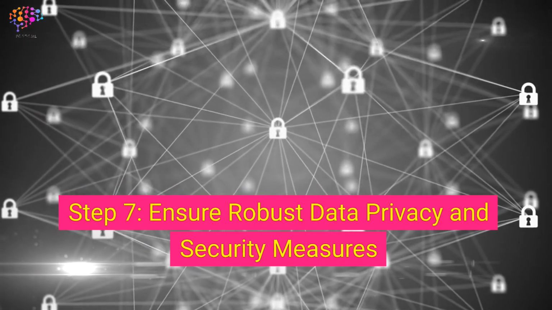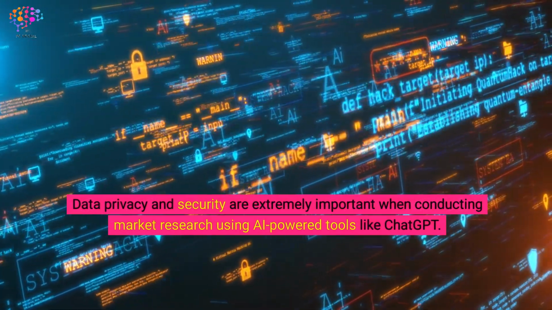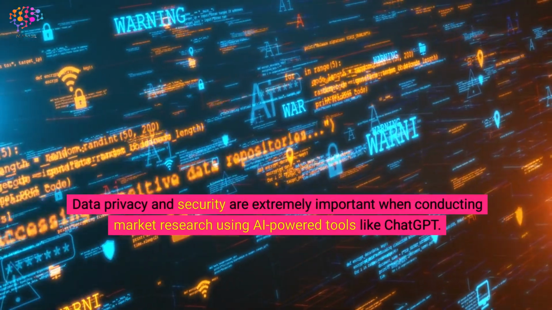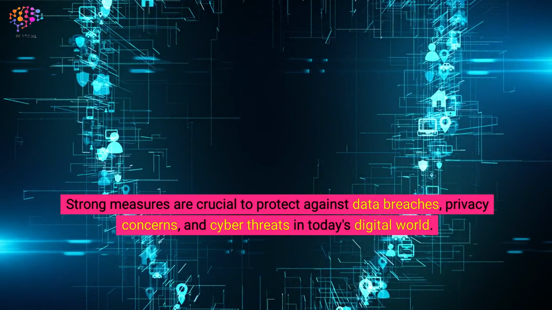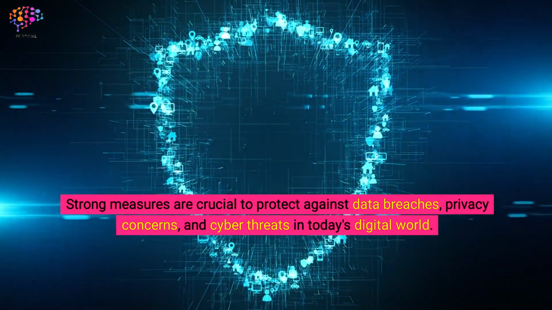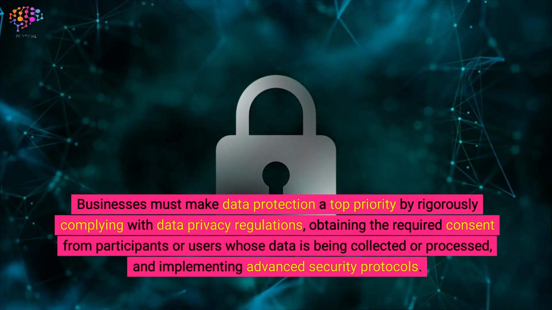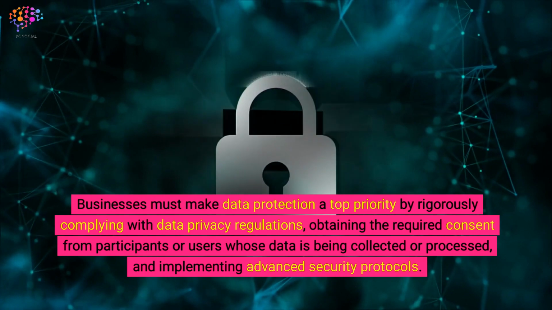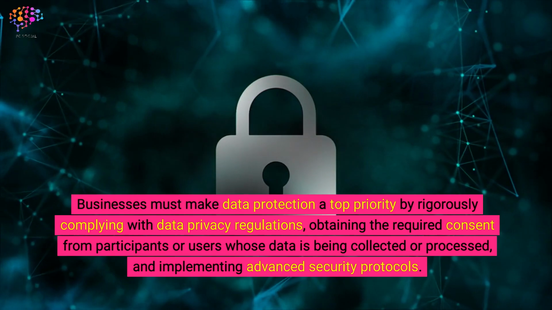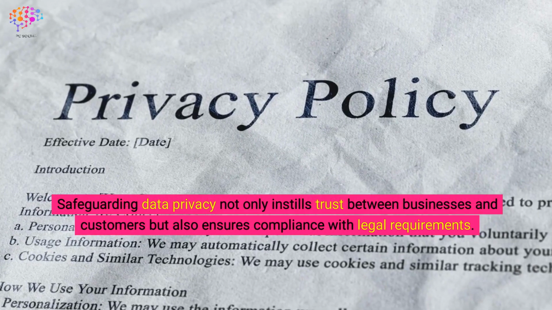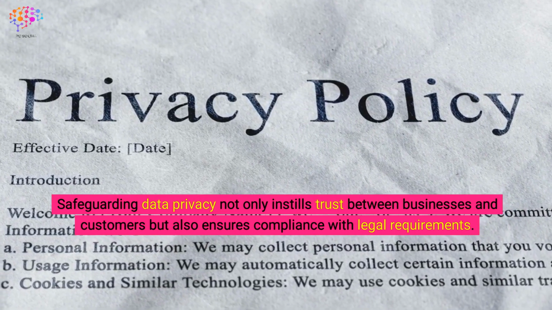Step 7. Ensure robust data privacy and security measures. Data privacy and security are extremely important when conducting market research using AI-powered tools like ChatGPT. Strong measures are crucial to protect against data breaches, privacy concerns, and cyber threats in today's digital world. Businesses must make data protection a top priority by rigorously complying with data privacy regulations, obtaining the required consent from participants or users whose data is being collected or processed, and implementing advanced security protocols. Safeguarding data privacy not only instills trust between businesses and customers but also ensures compliance with legal requirements.